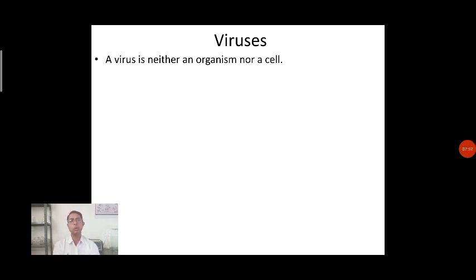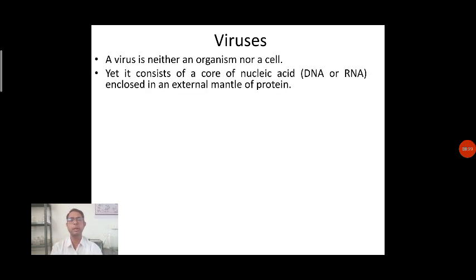Now why are they not organisms or cells? Because viruses don't have the particular machinery required for a working cell, or we can say a living cell. For example, a virus cannot respire, cannot reproduce, cannot exchange any gas, or do any other activity like a cell. That's why they are neither known as an organism nor as a cell. So they are known as particles. Generally we call them a particle.